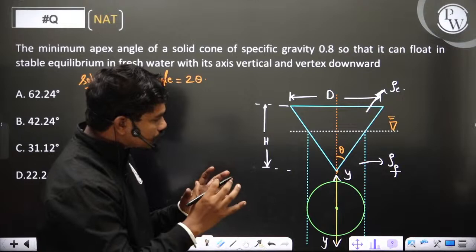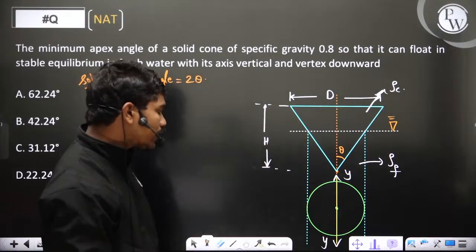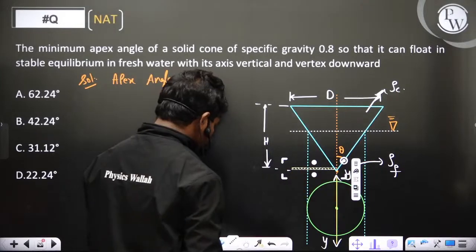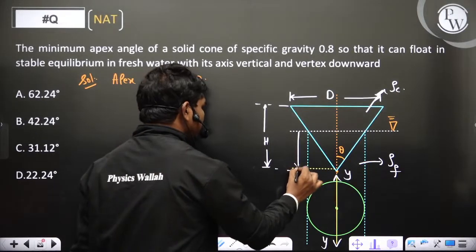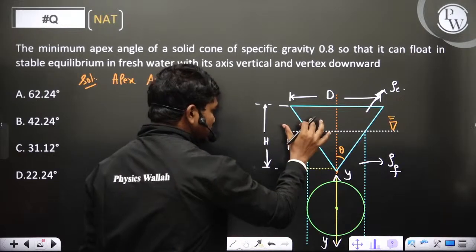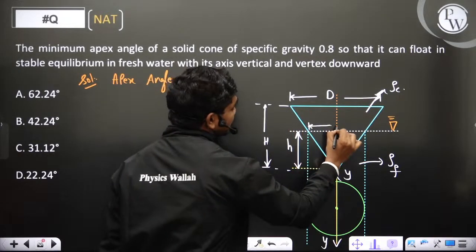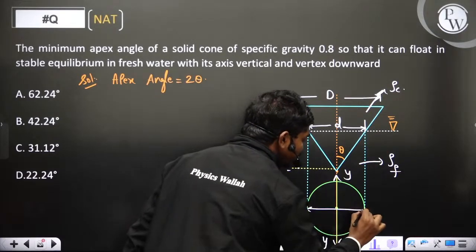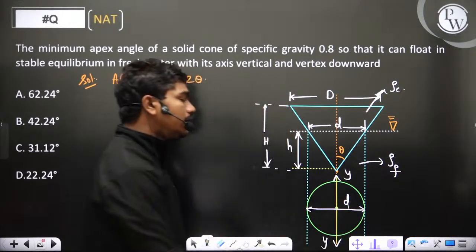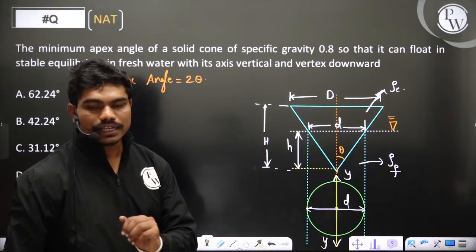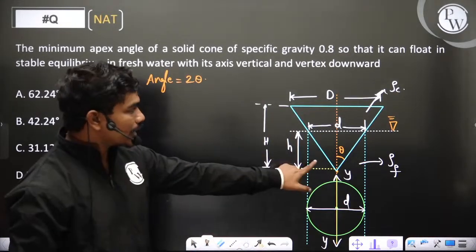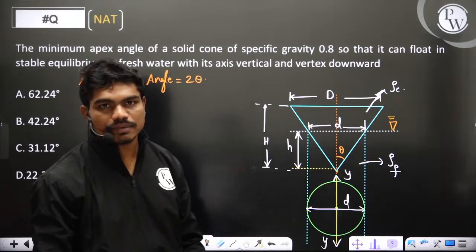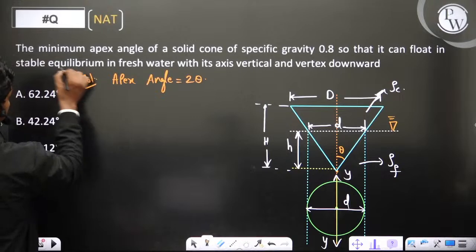Whenever this cone is floating in water, see what happens here. This depth of submersion, say this is H, and at this point of submersion, let us say this diameter is small d. Then let us see what should be the apex angle. If this cone is floating, what will be this apex angle? It should be in stable equilibrium, obviously.